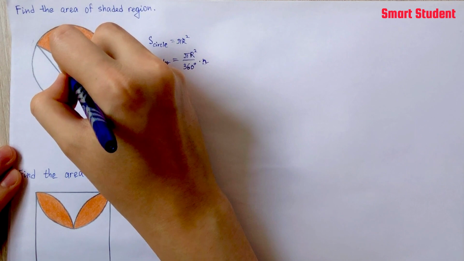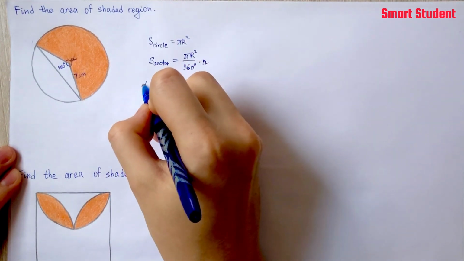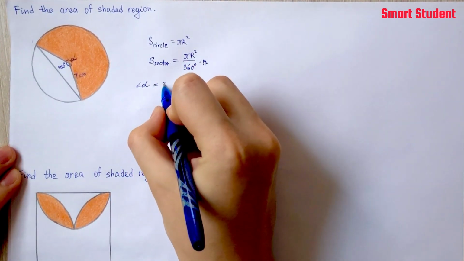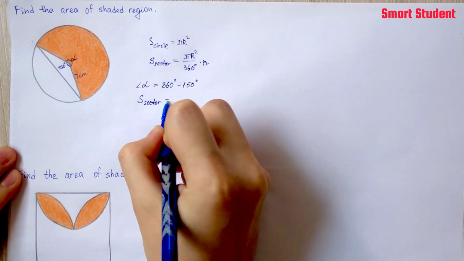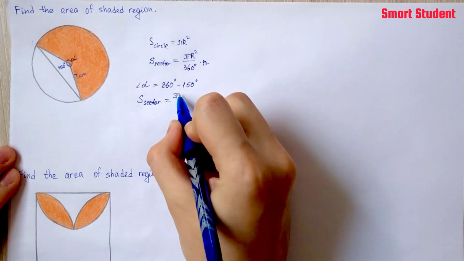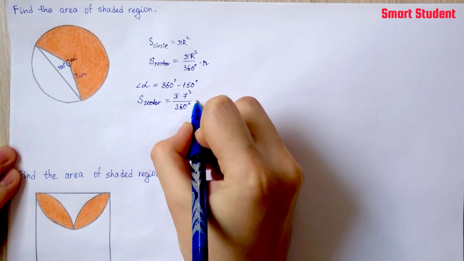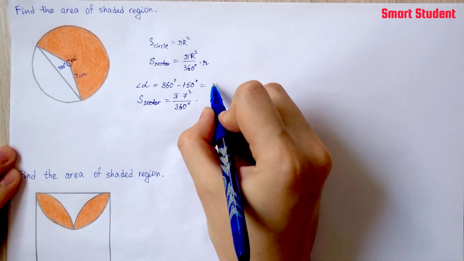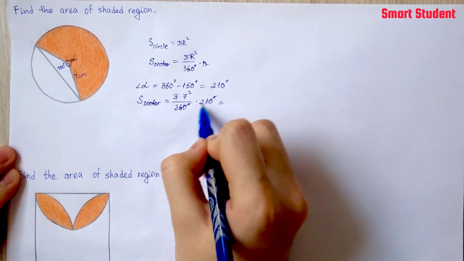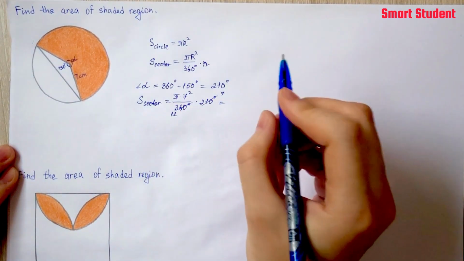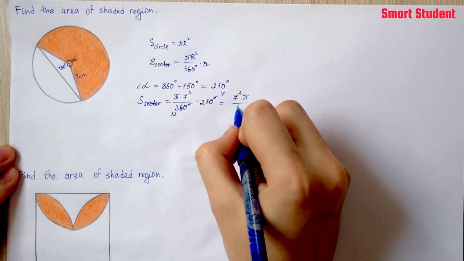Let me mark this angle by alpha. This is alpha, and the alpha is equal to 360 degrees minus 150. Sector is this formula, πr, our 7 squared divided by 360 multiplied by, this is gonna be 210 degrees. 210. So these can be cancelled. So 7 cubed times π divided by 12.